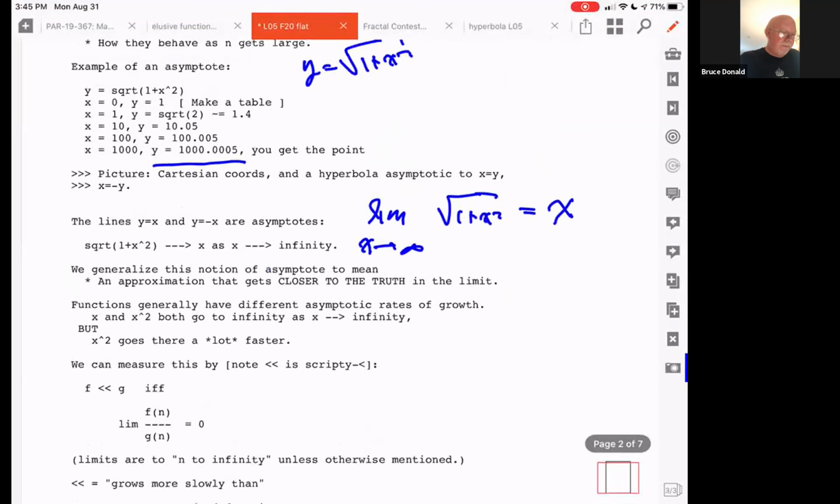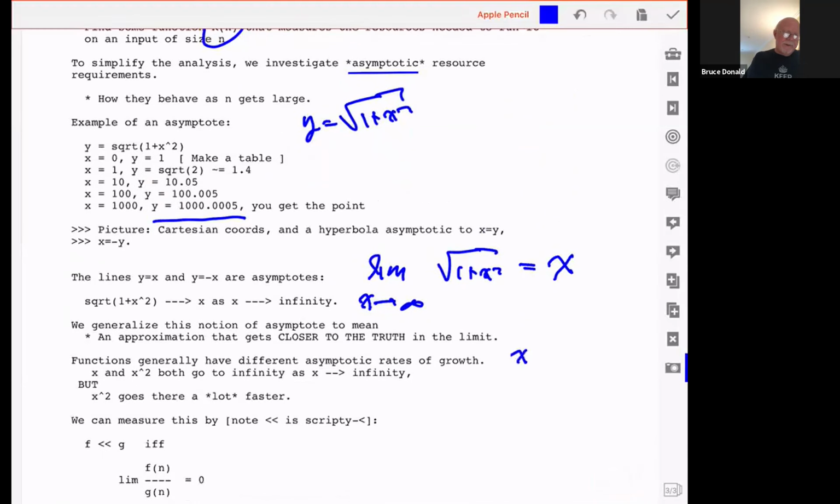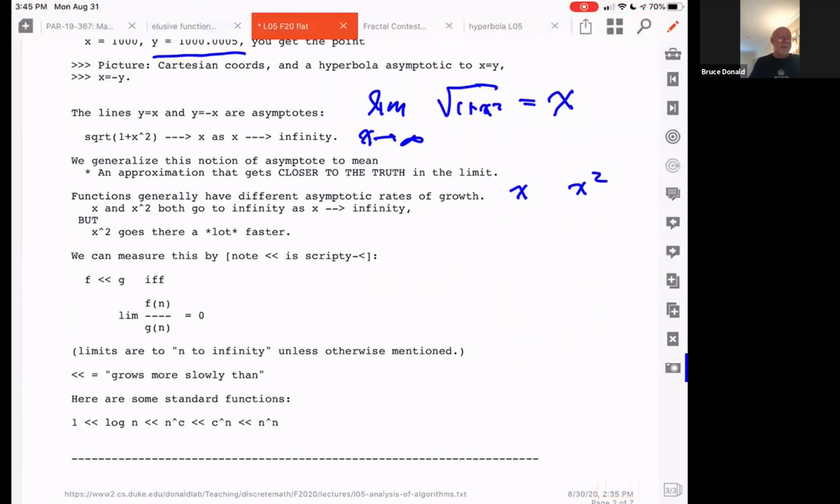So these functions, basically, they might have different rates of growth. And that's what we're trying to capture here. So the functions, x versus x squared, these both go to infinity, but x squared goes there a lot faster. So one way we can capture that is the following notation, which comes from mathematics. It's where this complexity theory stuff started.